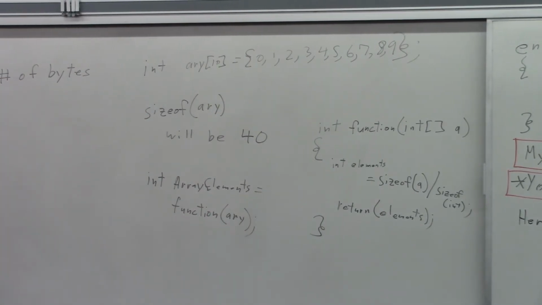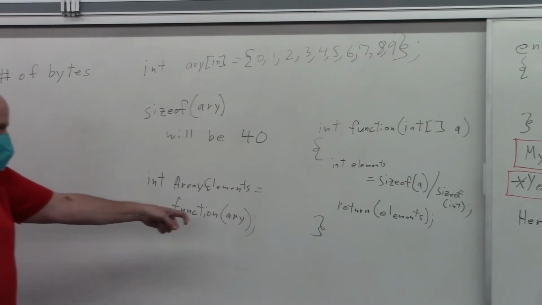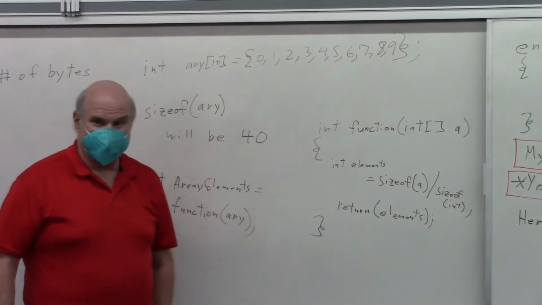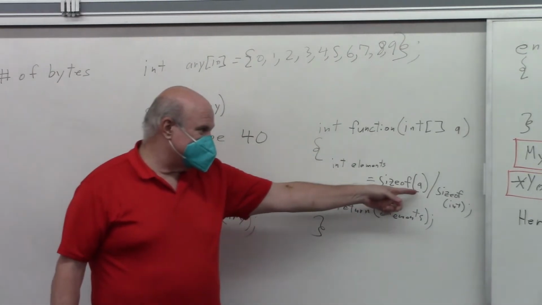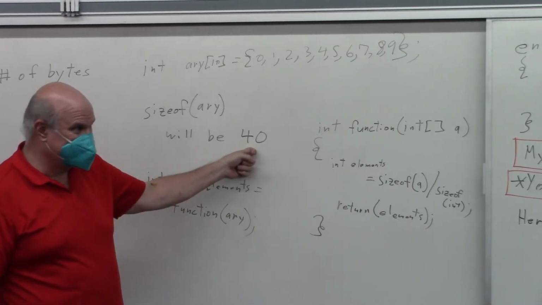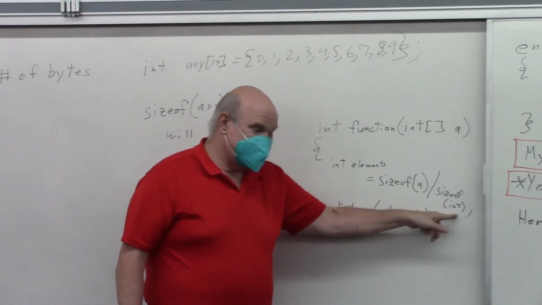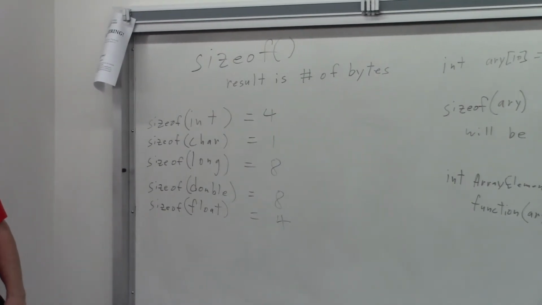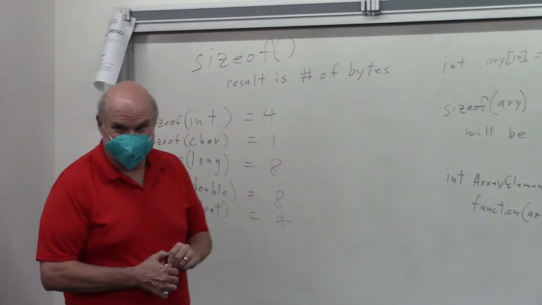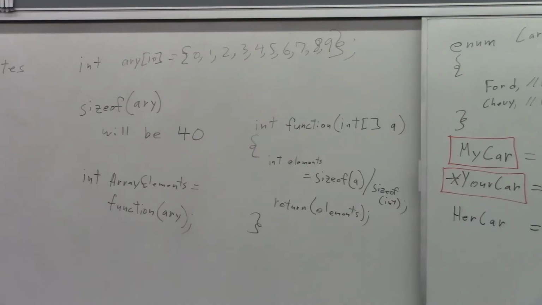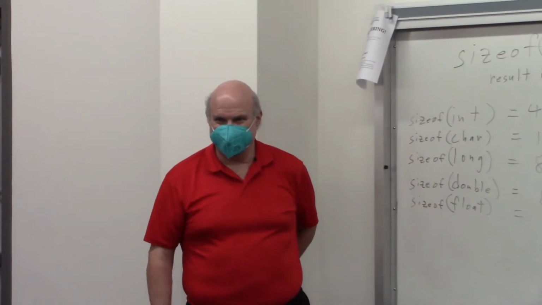If I call that, it would pass ARY, which has 10 integers in it, and then it would perform this function. It would say size of A, which we've already determined will be 40, divided by size of int, which we've already determined will be 4. Who knows what 40 divided by 4 is? It is 10, which is exactly how we declared the array. That's all there is to size of, really.